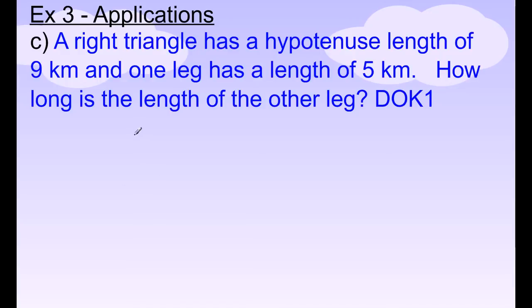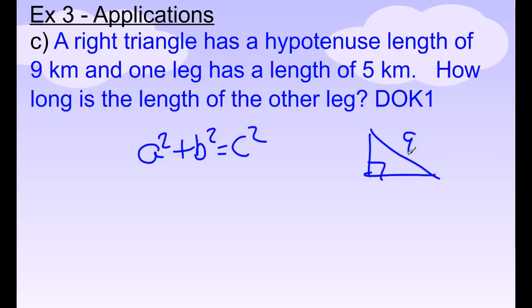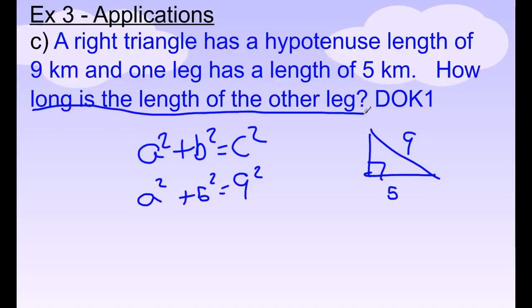Alrighty, so right triangle means Pythagorean Theorem. a squared plus b squared equals c squared. It said the hypotenuse was 9. Now, if you need to draw your picture, I actually recommend it. 9 is the hypotenuse, one of the legs is 5. The other leg, we don't know. How long is the other leg? That's what we need to find out.